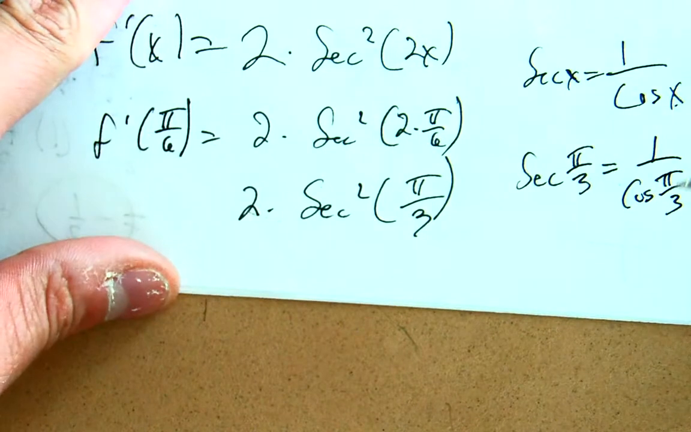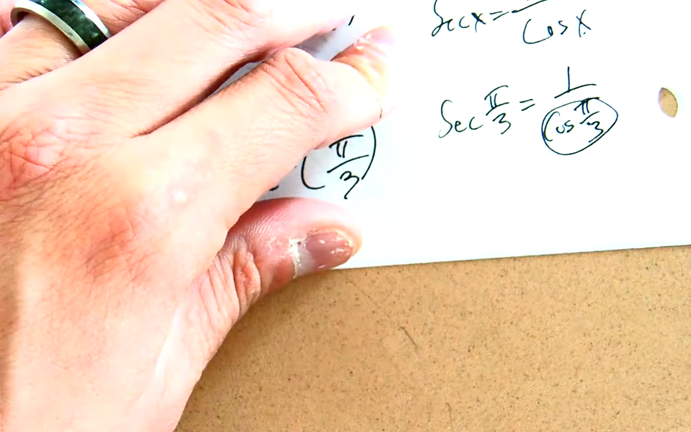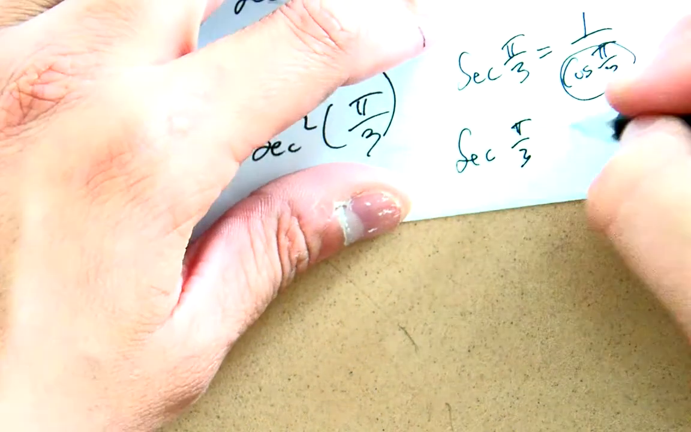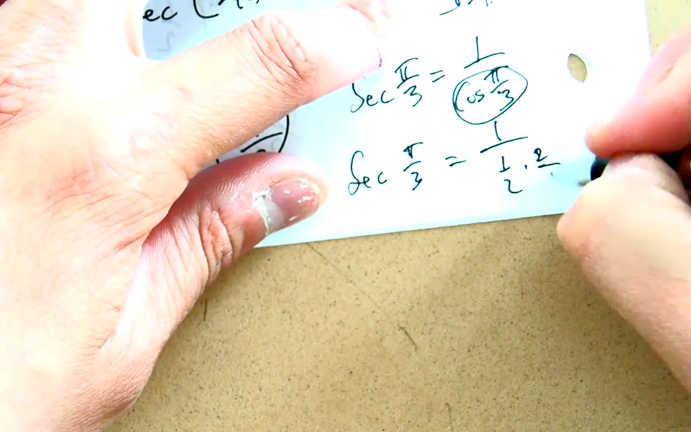And there's 1. And so which one do I want? Cosine is which distance? It's the x. So it's going to be 1/2. That's just a half. So the secant of pi over 3 is what? It is 1 over 1/2, which we should know is what?